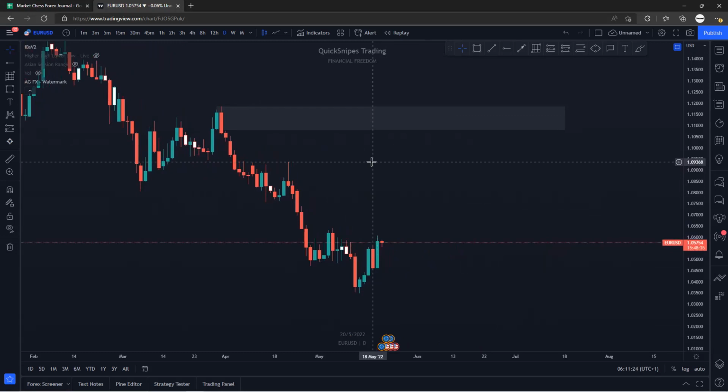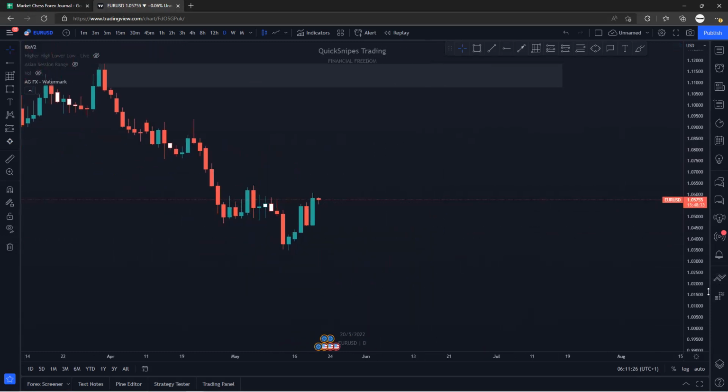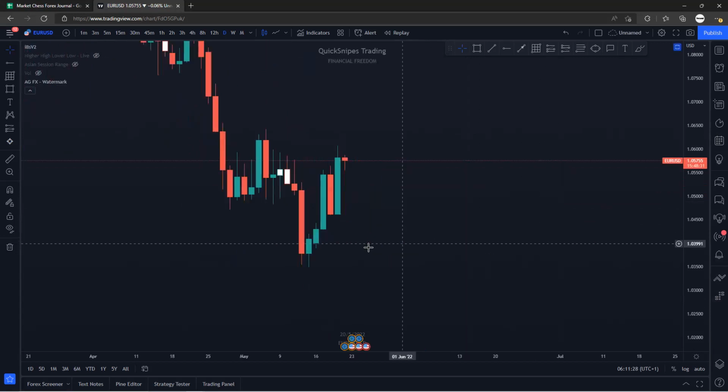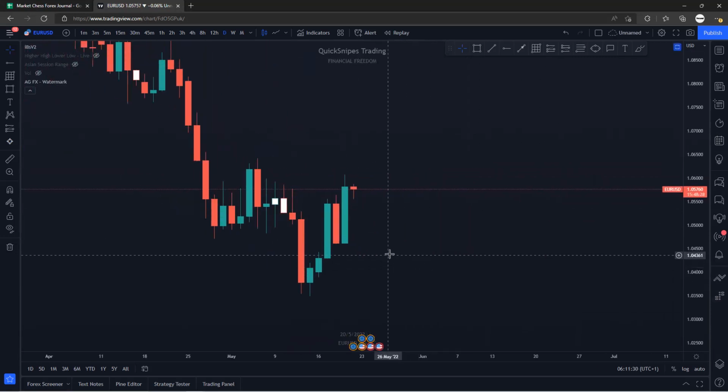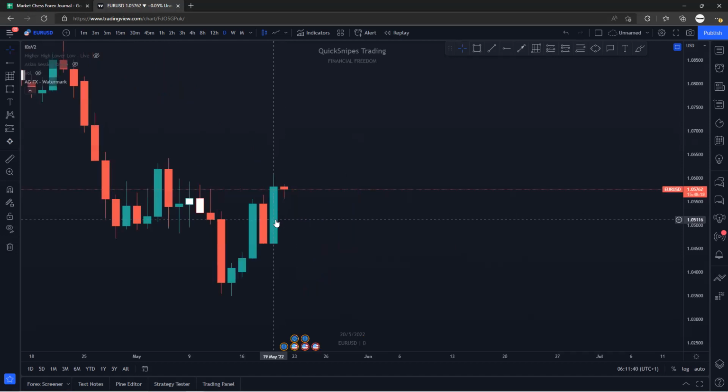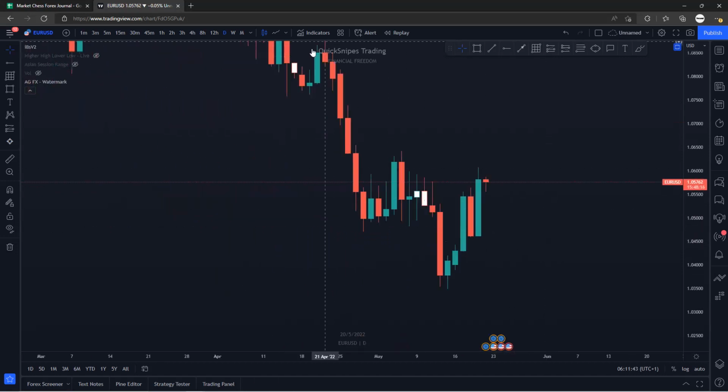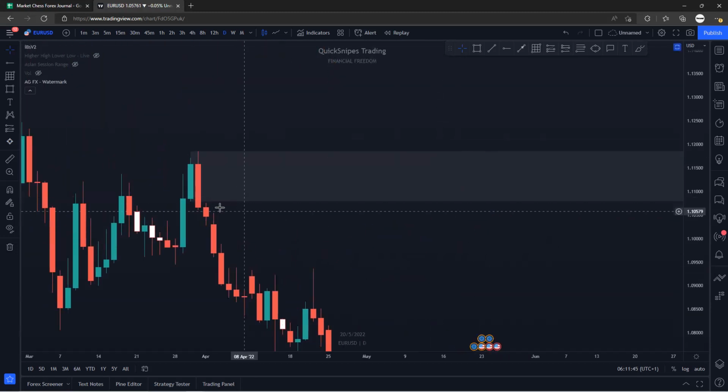The daily supply failed. So we had a supply form over here and it failed, indicating that demand has regained control. Now, if demand has regained control, what are we looking for? Buys. So that's the only markup I'm going to do on the daily time frame.